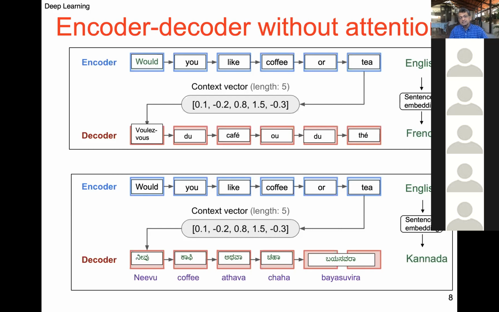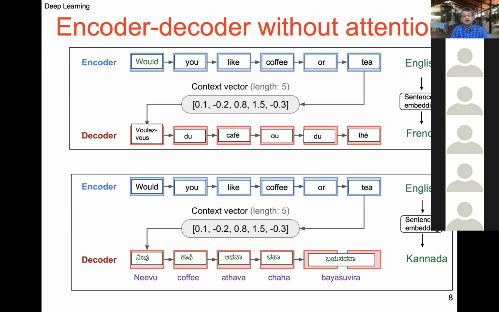In the box below, I made another example, which makes another point. This is translating from English to Kannada. The input sentence is, would you like coffee or tea? And the context vector is the same as from English to French. So in a sense, that context vector is like an interlingua. The concepts in that sentence are all embedded. Just like there is an embedding for a word, there is an embedding for a sentence. So the concept of would you like coffee or tea is embedded in that.